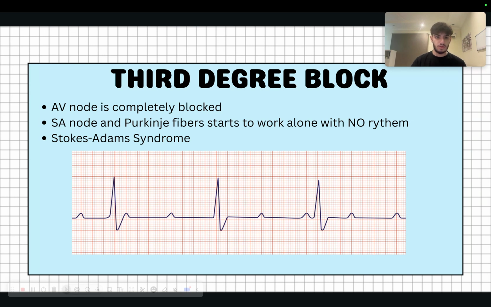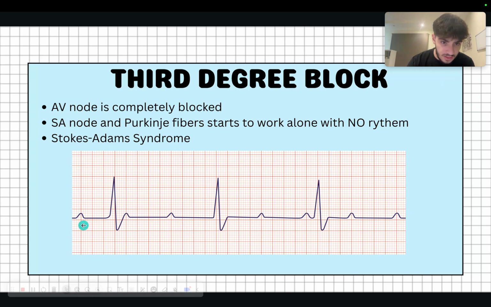As we know, the SA node and Purkinje fibers, they're both pacemakers. And since the SA node is failing to release signals to the AV node, to the Purkinje fibers, and the Purkinje fibers are not getting these signals from the AV node, they'll both start working alone, which is gonna create no rhythm whatsoever. We also took this in another lecture, which was Stokes-Adams syndrome.